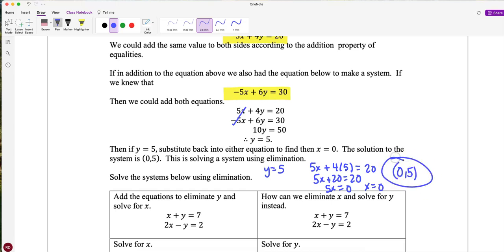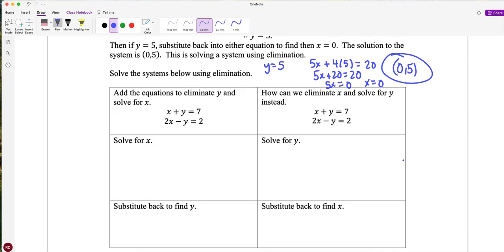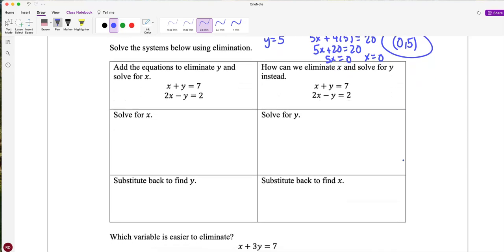Okay. So again, it's an algebraic method. I did not have to graph, and it allows me to solve the equation. If I look at this equation, when I add these two equations, I know that it's going to eliminate the y. So this is solving by elimination. When I add both of these equations, I get 3x equals 9. Therefore, x is equal to 3.